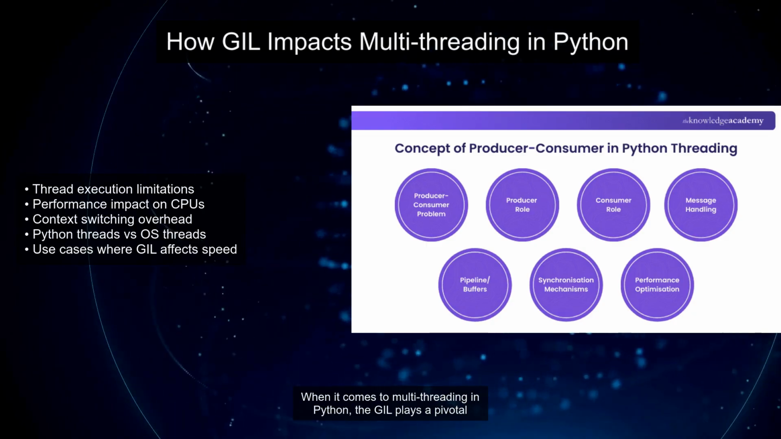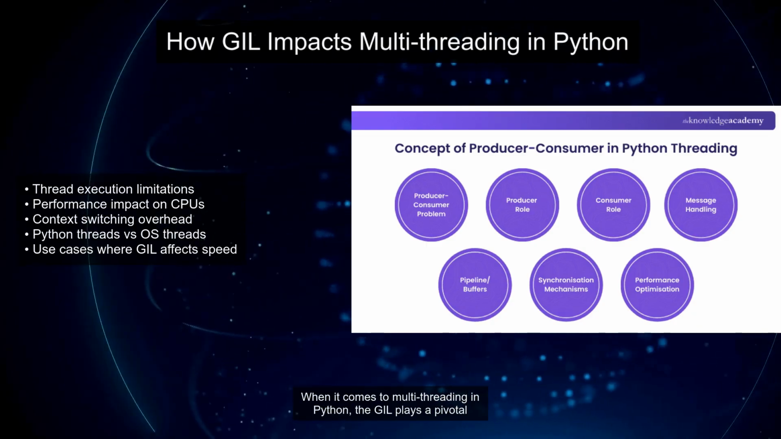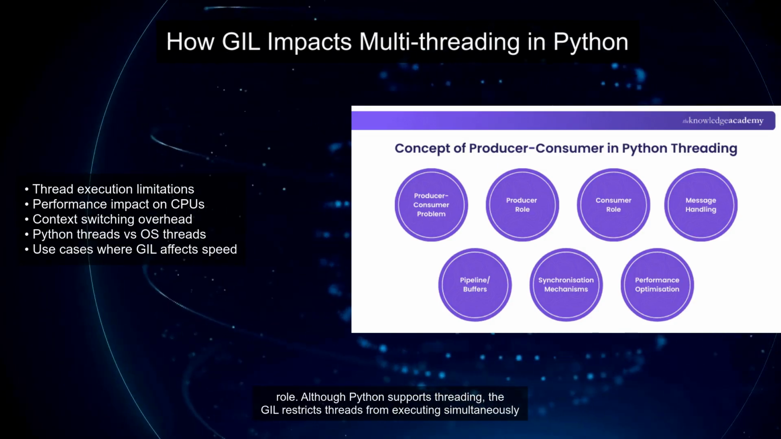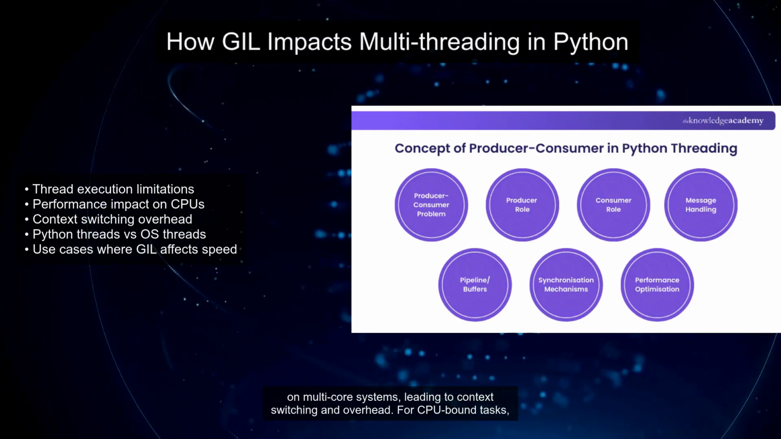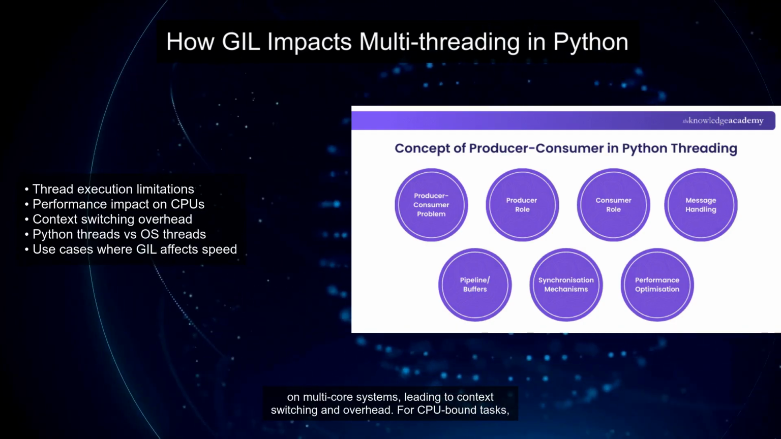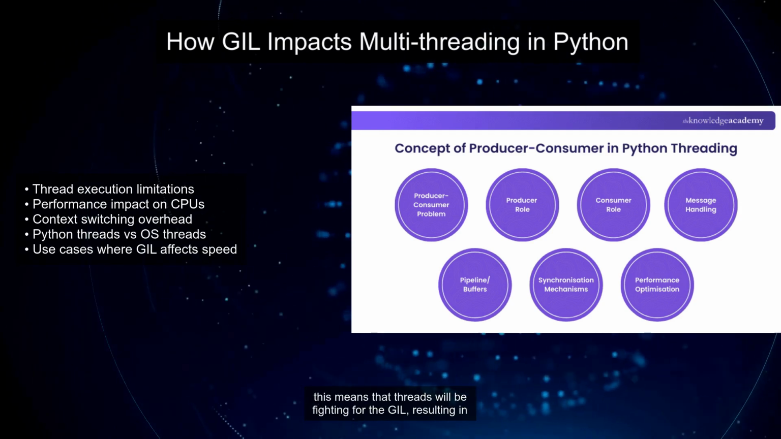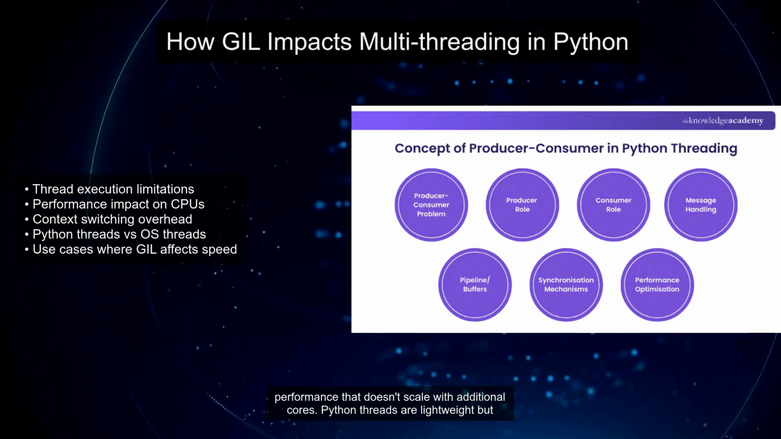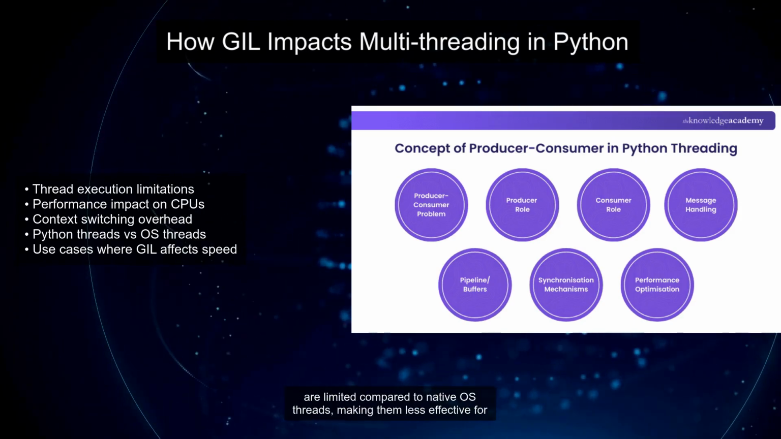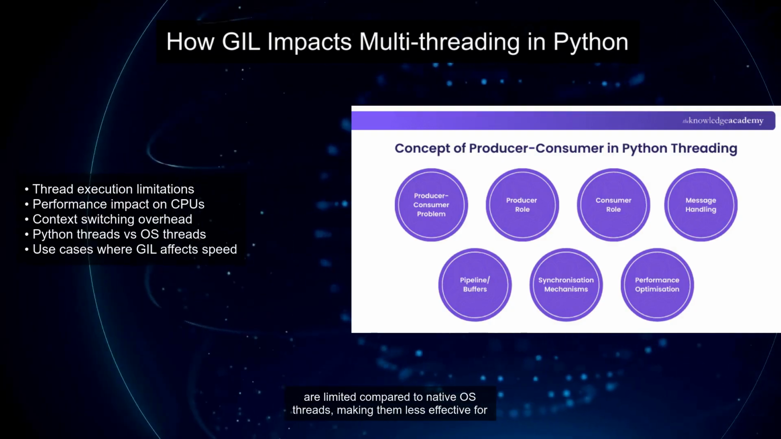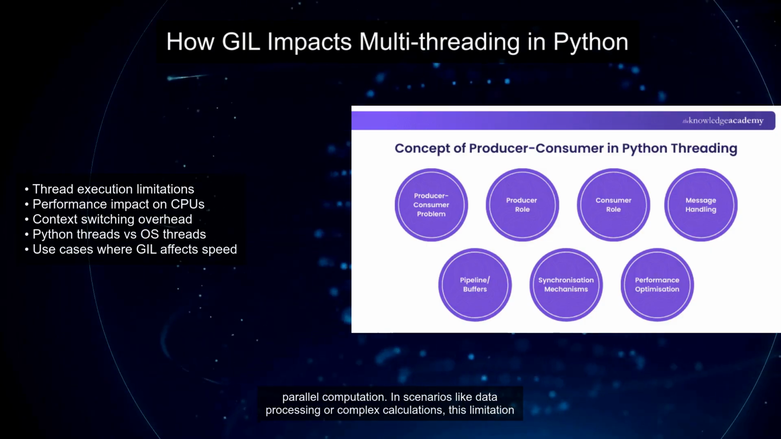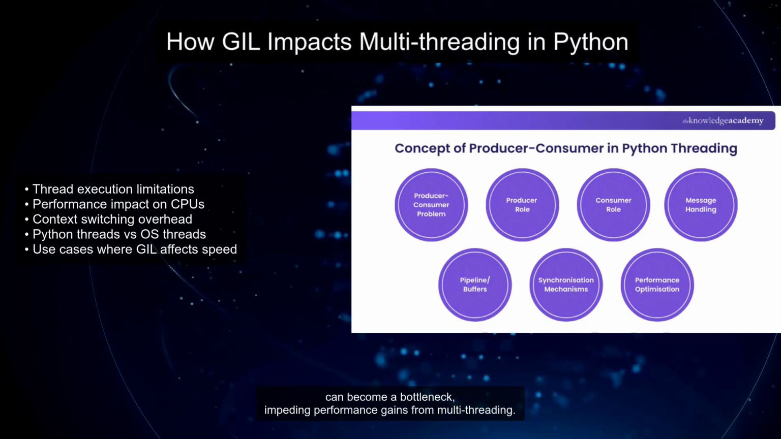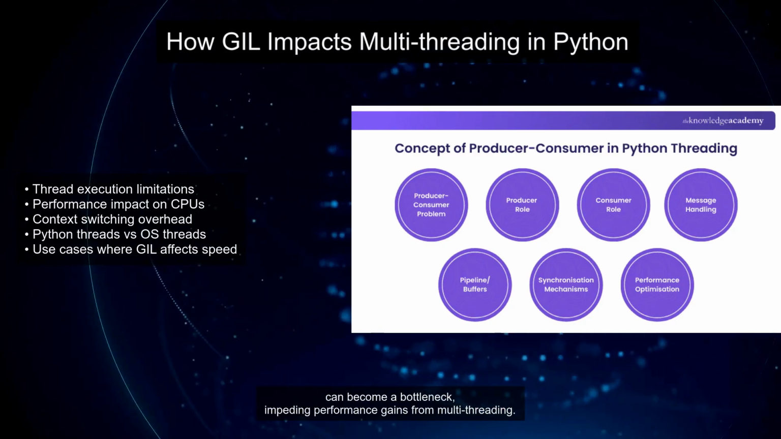When it comes to multi-threading in Python, the GIL plays a pivotal role. Although Python supports threading, the GIL restricts threads from executing simultaneously on multi-core systems, leading to context switching and overhead. For CPU-bound tasks, this means that threads will be fighting for the GIL, resulting in performance that doesn't scale with additional cores. Python threads are lightweight but are limited compared to native OS threads, making them less effective for parallel computation. In scenarios like data processing or complex calculations, this limitation can become a bottleneck, impeding performance gains from multi-threading.